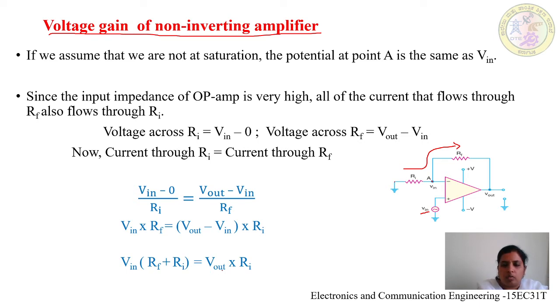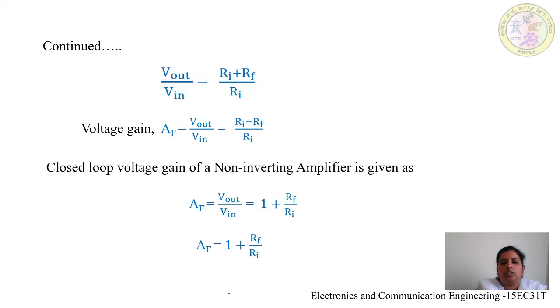What do we want here? We want the voltage gain. Voltage gain is nothing but V out by V in. So V out by V in is given by Ri plus Rf divided by Ri. If you rearrange this formula, we will have Ri divided by Ri plus Rf divided by Ri. So Ri gets cancelled. We will have 1 plus Rf divided by Ri. So the closed loop voltage gain of the non-inverting amplifier is 1 plus Rf divided by Ri.